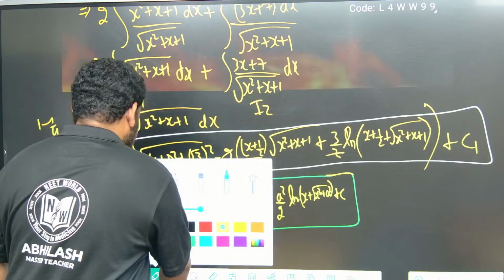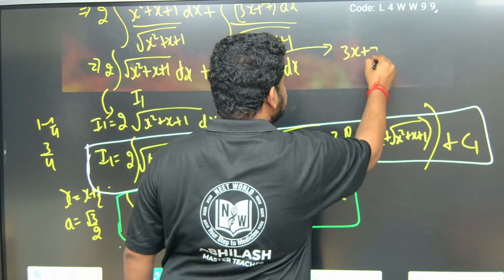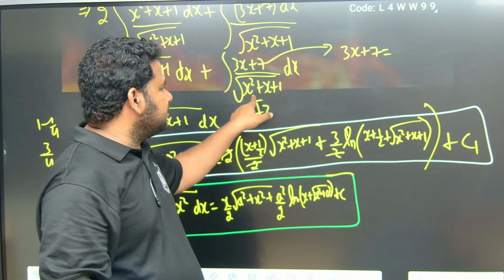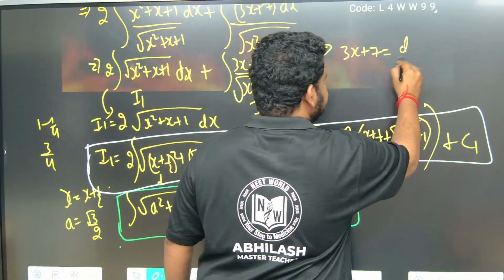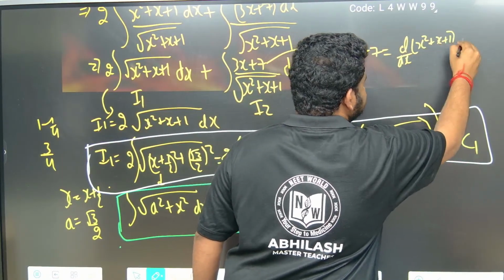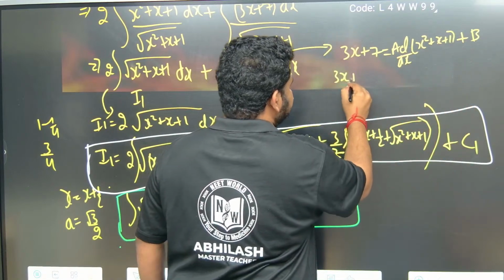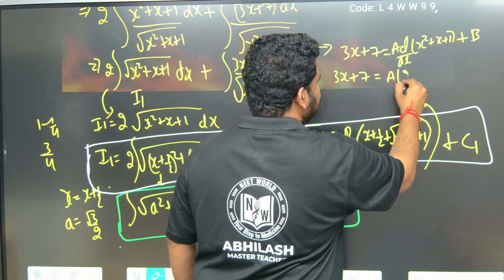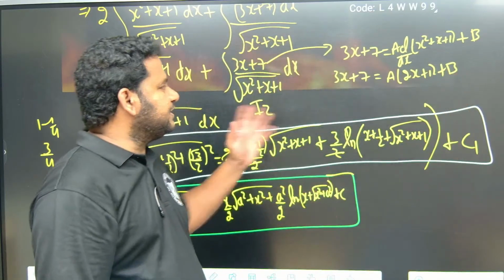For this one, what I can do is, this 3x plus 7 can be written as a times d by dx of the denominator plus b. The derivative of the denominator x square plus x plus 1 is 2x plus 1. So 3x plus 7 will be equal to a times (2x plus 1) plus b. Now we have to equate the coefficients.